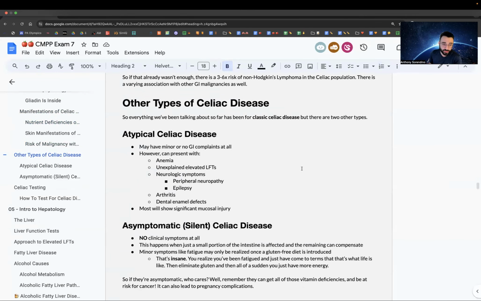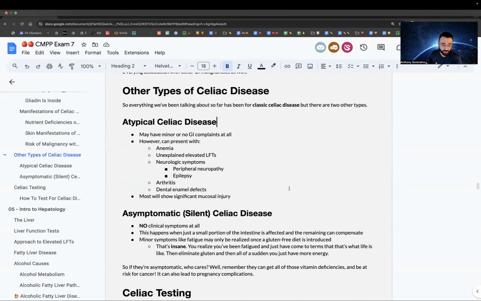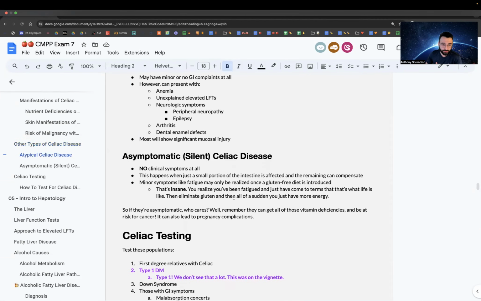There's atypical celiac disease. You can have minor or no GI complaints at all, but you can present with anemia, unexplained elevated LFTs. You can have epilepsy, peripheral neuropathy, arthritis, dental enamel defects, and most will show significant mucosal injury if you do an EGD. And then there's asymptomatic silent celiac disease, no symptoms at all. This just happens when a small portion of the intestine is affected and the remaining intestine can compensate.